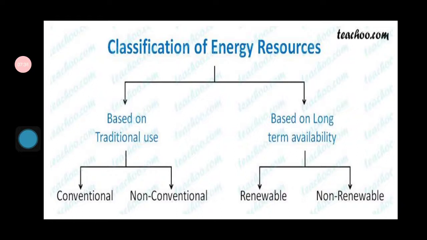So, when we classify the energy resources, we classify them based on the traditional use, the way we use them. Another classification is based on long-term availability, how long it is going to be available.